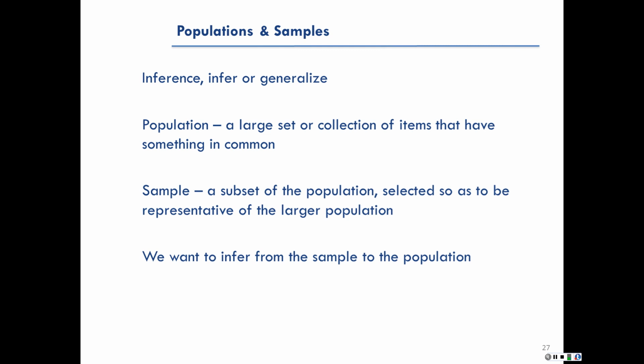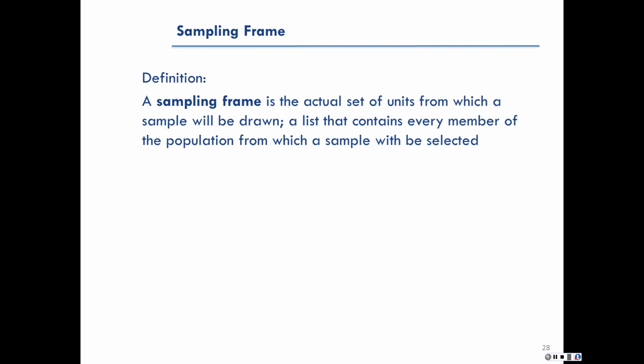So we have populations and we have samples, right? And the population is the entire collection or set of items that have something in common that we're interested in. And the sample is a subset of that population, and it's selected in such a way as to hopefully be representative of the larger population. And what we want to do is make inferences or generalize from the sample to the population. That's our goal here.